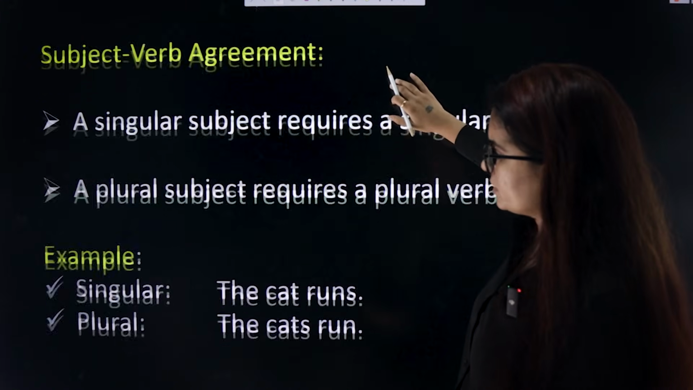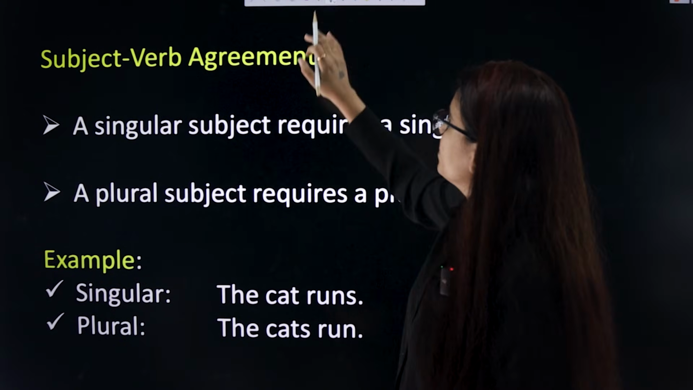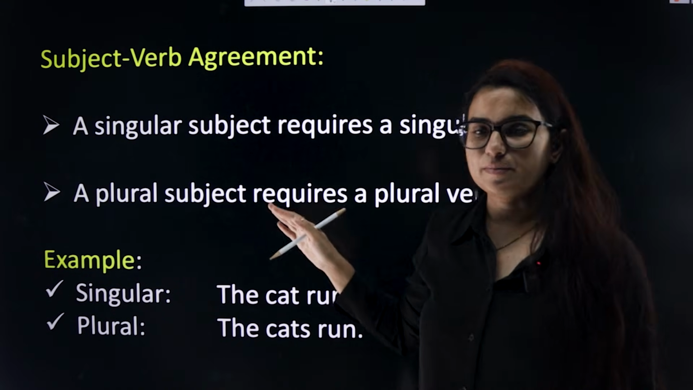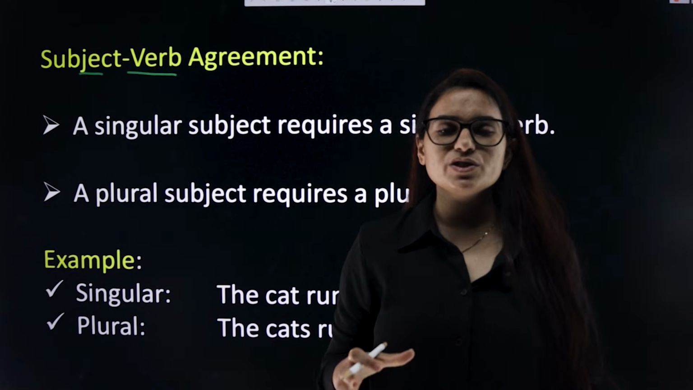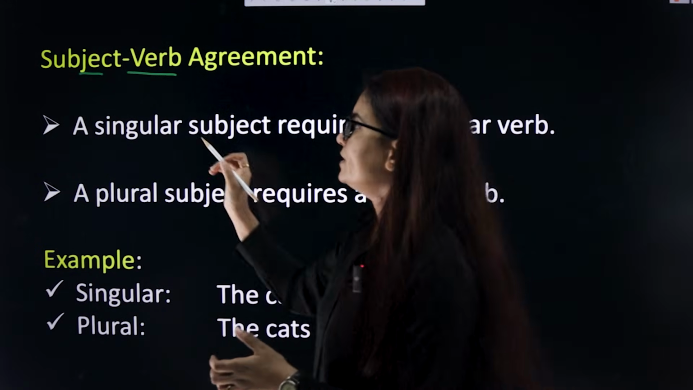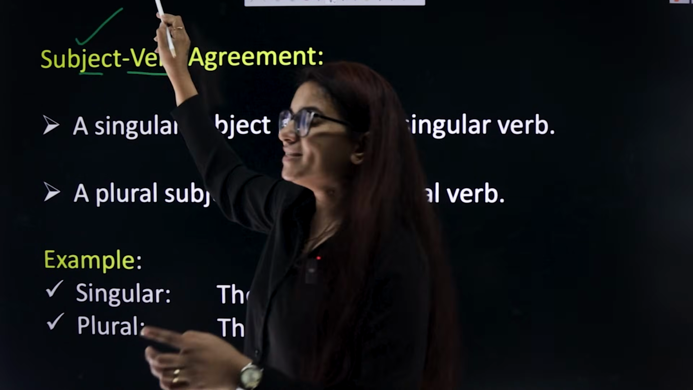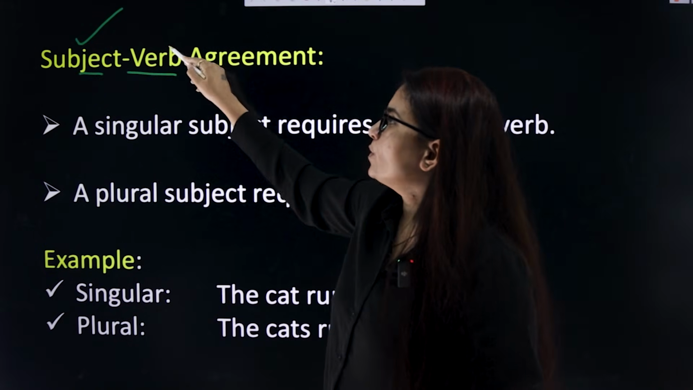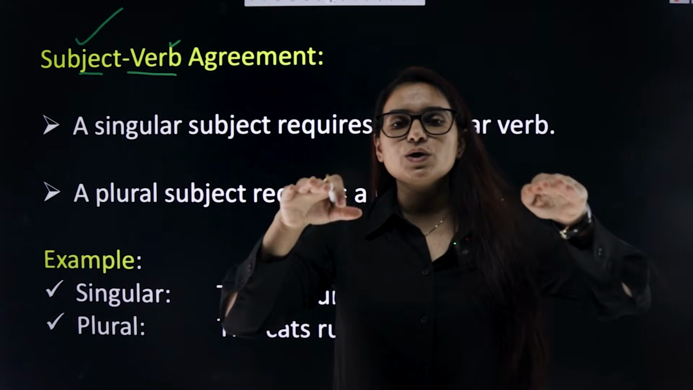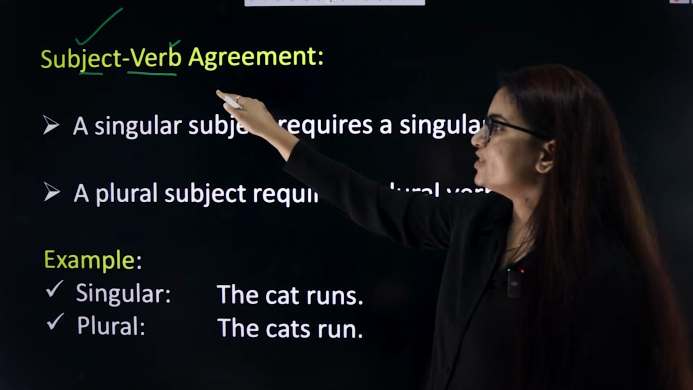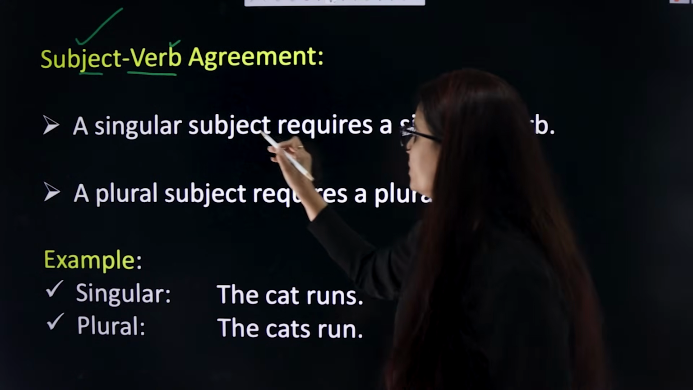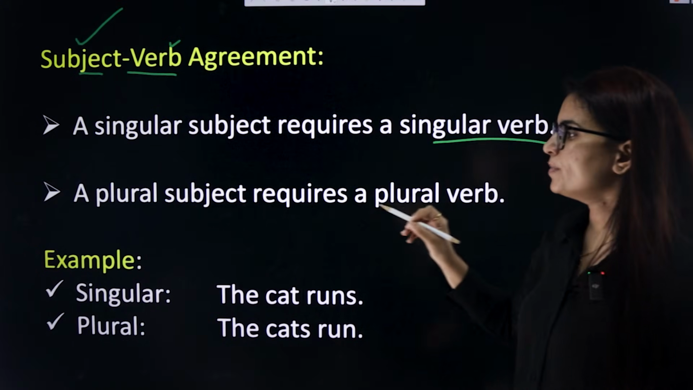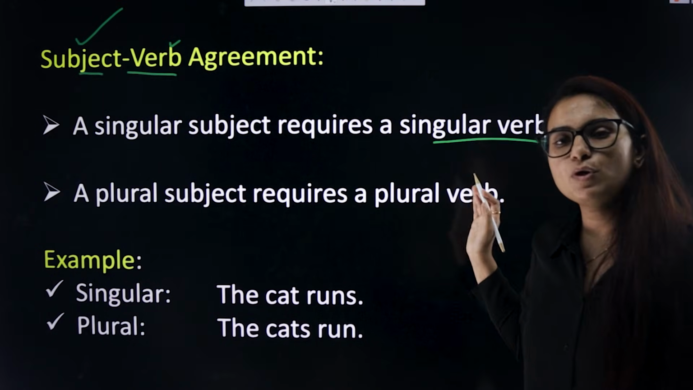Now, I think we have one last rule, which is called subject-verb agreement. This is an important concept. Most of the grammar mistakes take place in this concept. If the subject is singular, the verb will be singular. They always go in balance. If the subject is plural, the verb will be plural. So a singular subject requires a singular verb, and a plural subject requires a plural verb.